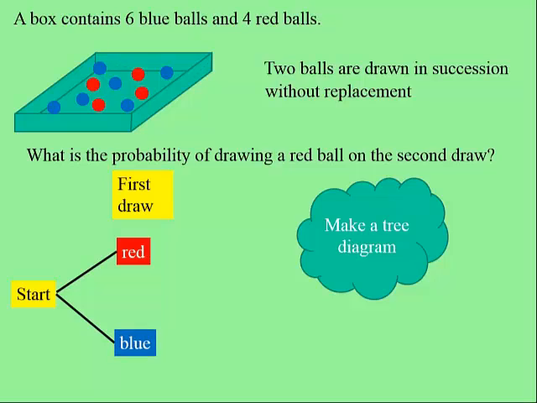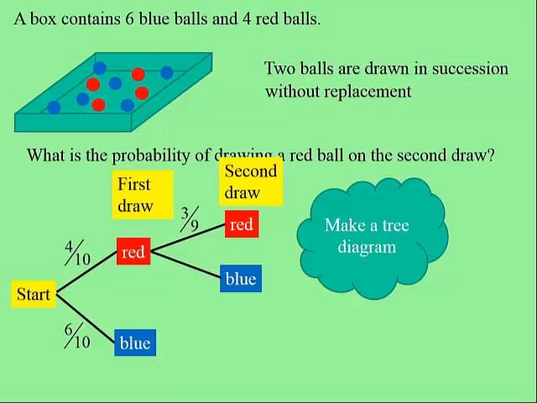What are the probabilities of red and blue? Well, if there's 10 balls in the box and 4 of them are red, then 4 out of 10 is the probability of drawing red. 6 out of 10 is the probability of drawing blue. Now, on the second draw, we can still draw red or blue. The probability of drawing a red, if we've just taken a red out, is 3 out of 9. Blue, there's still 6 of them, so that would be 6 out of 9.